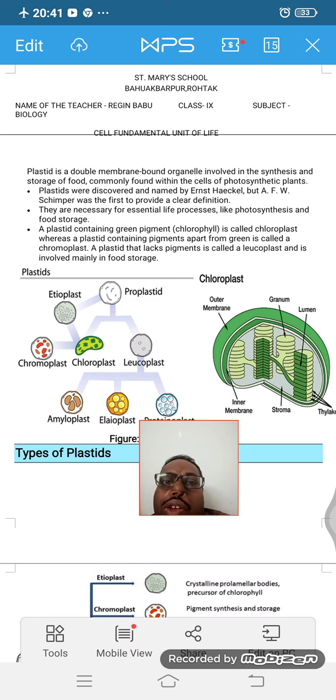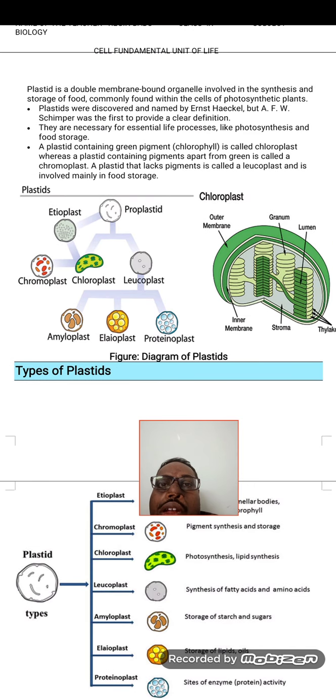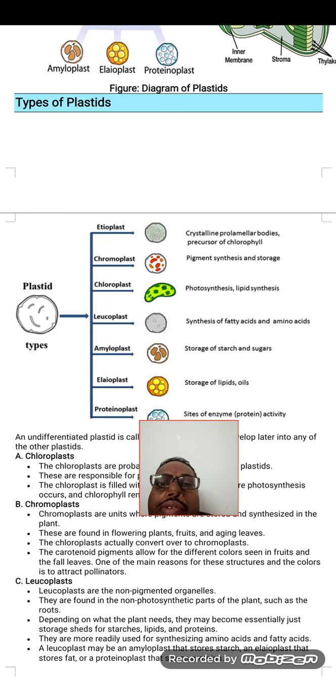And if you see here, you can see different types of plastids. One among these is the chloroplast. There are different types, such as etioplast, proplast, leucoplast, amyloplast, helioplast, proteinoplast. You can keep this in mind, and we will be discussing chloroplast in much more detail. And here different types of plastids are given.